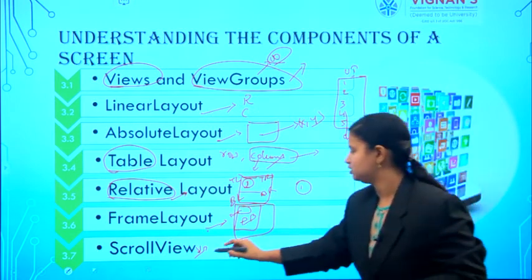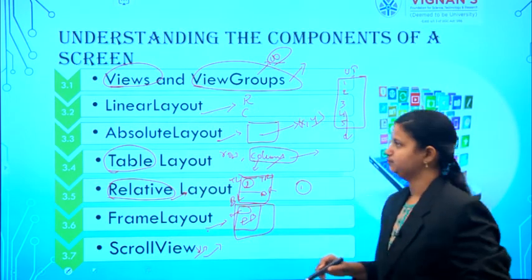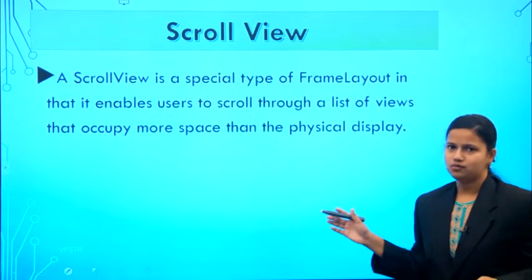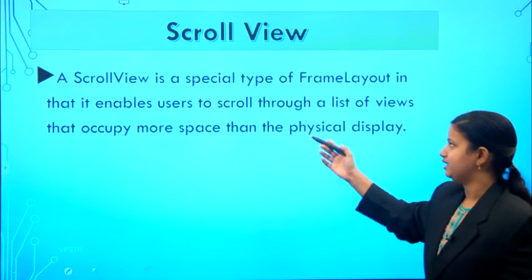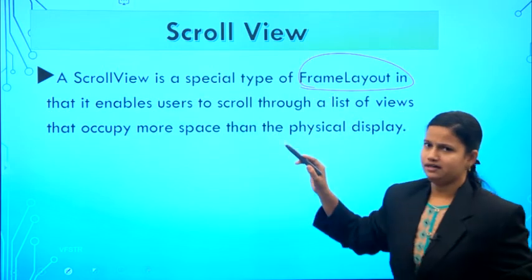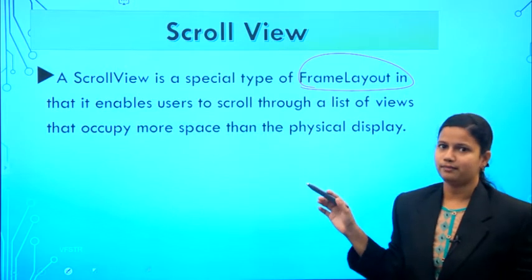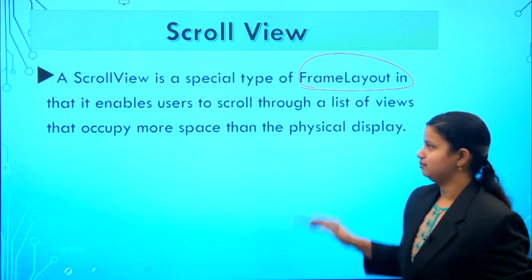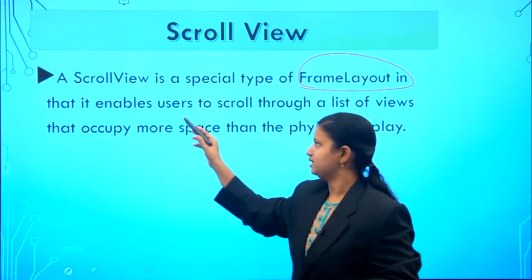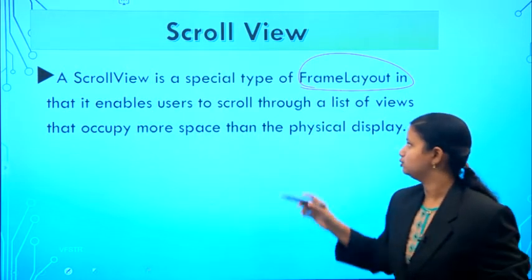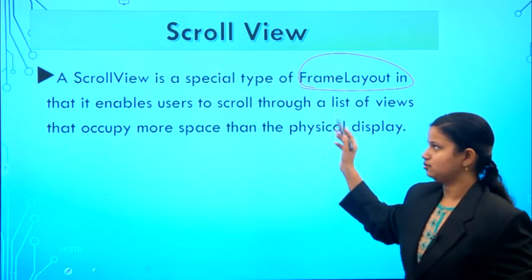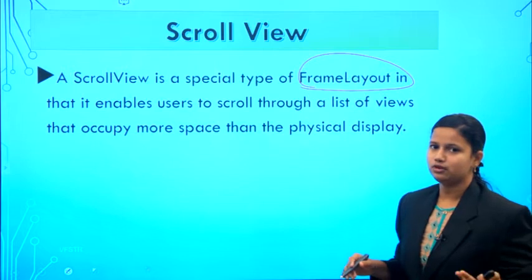We have to go with the concept of scroll view. So let us go with that one. The scroll view is a special type of layout, one of the frame layout formats. And the use of this scroll view is that it enables the users to scroll through the list of views.